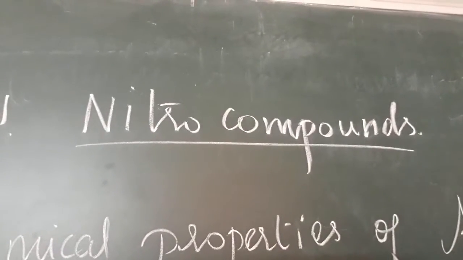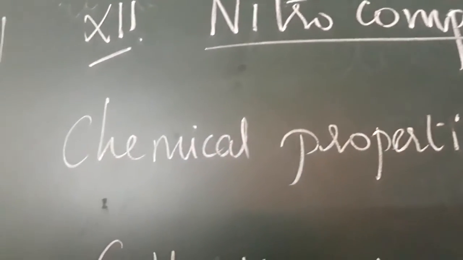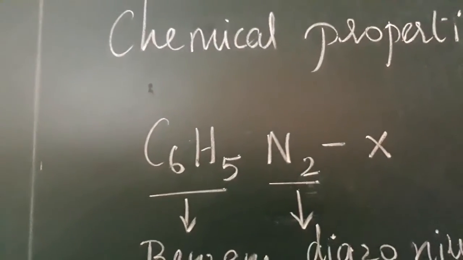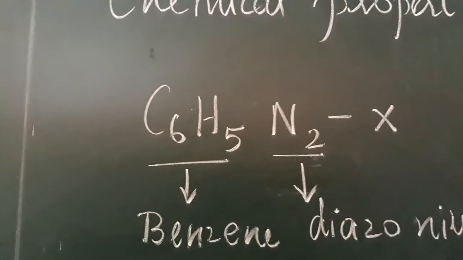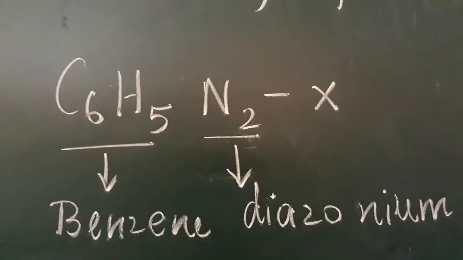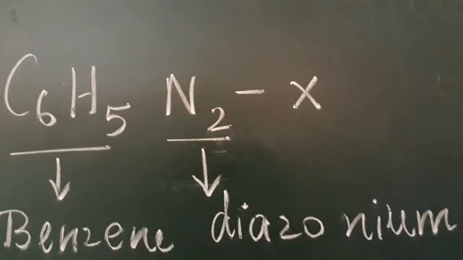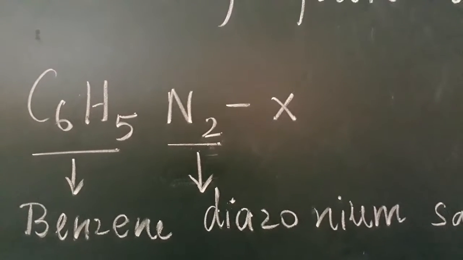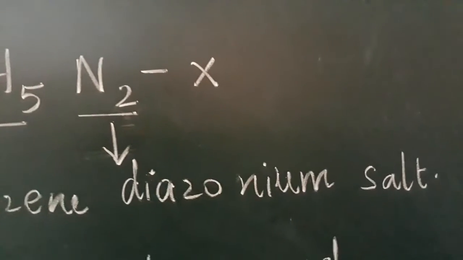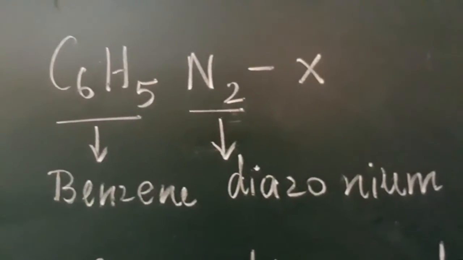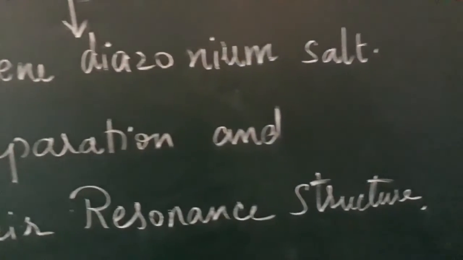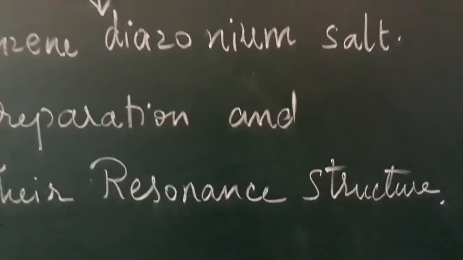Students, in nitro compounds, now we are going to learn the chemical properties of amines. C6H5 means it is benzene. One of the hydrogens is replaced with two nitrogens, that is called diazo. And one more X. X may be chlorine, bromine or some other anion. Now this compound name is benzene diazonium salt. We are going to learn now benzene diazonium salt preparation and their resonance structures. Rest of the lesson in PPT.